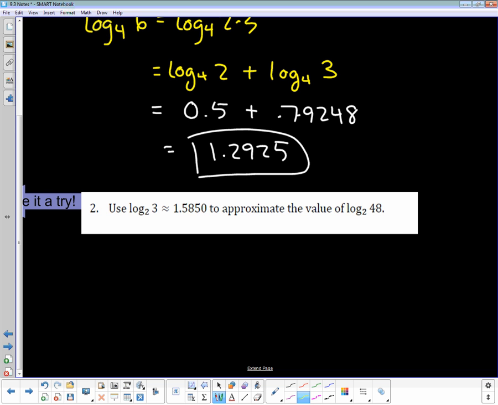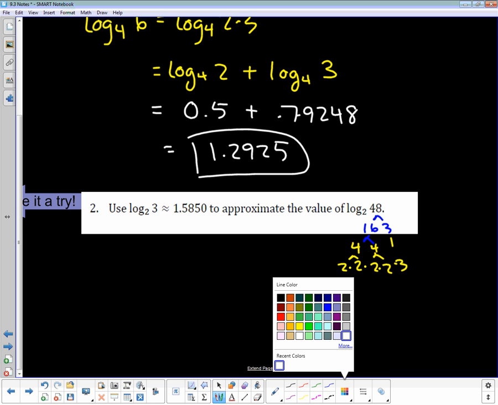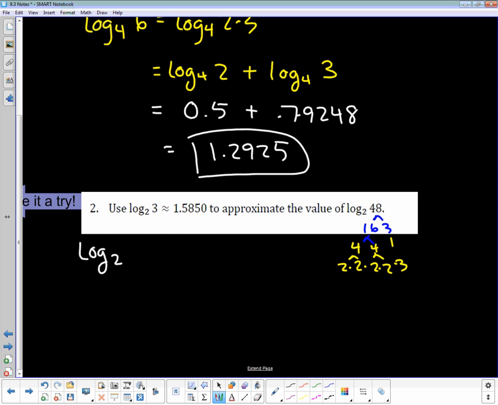Now, what we need to think about here is, what is 48 when we break it down? If I break 48 down, it's the same thing as 16 times 3. And I know that 16 is also 4 times 4, which is 2 times 2, and that's 2 times 2 as well. That 3 just comes down. So those are all of our factors of 48. So if I use that to my knowledge here, I know that the log base 2 of 48 is going to be the log base 2 of 2 times 2 times 2 times 2 times 3.